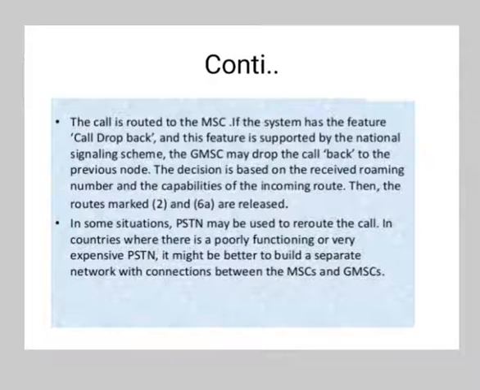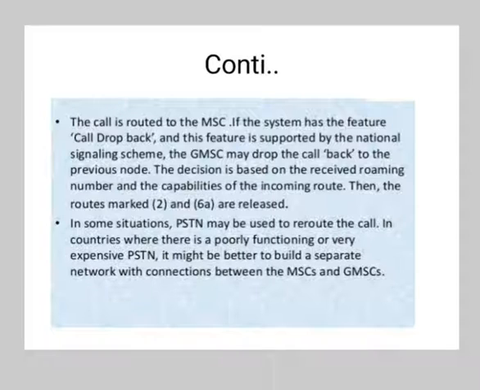When the call is routed to the MSC, if the system has a feature called dropback, and this feature is supported by the national signaling scheme, the GMSC may drop the call back to the previous node. The decision is based on the received roaming number and the capabilities of the incoming route. Then the route marked to are released.